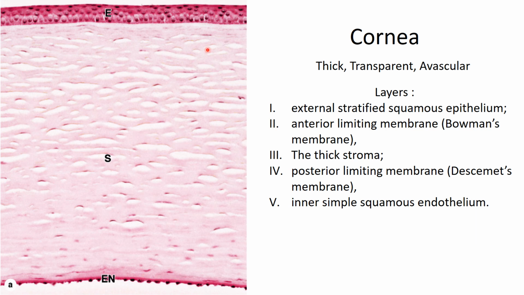So the layers are the external stratified squamous epithelium, then the anterior limiting membrane or Bowman's membrane, then the substantia propria or stromal layer, then the posterior limiting membrane or Descemet membrane, and the inner simple squamous endothelial layer. Now we will discuss these one by one.